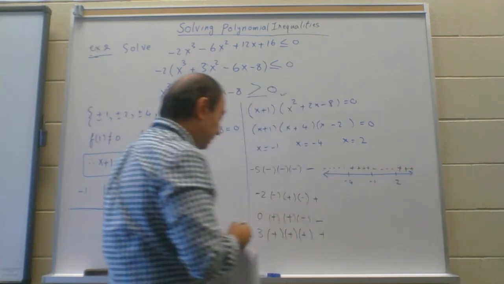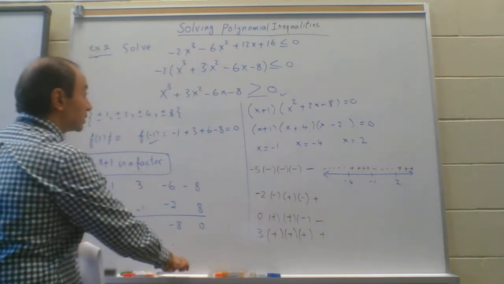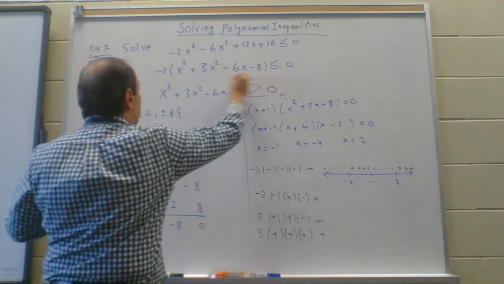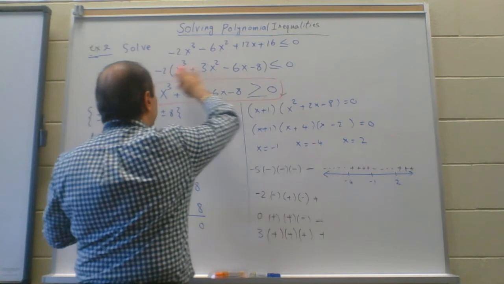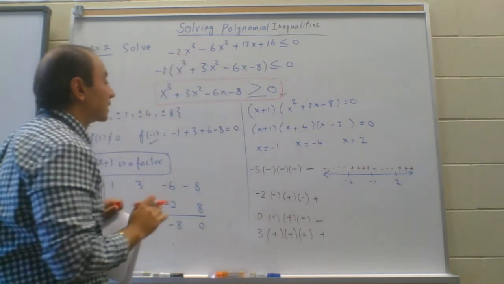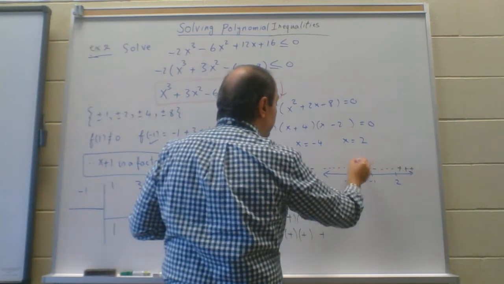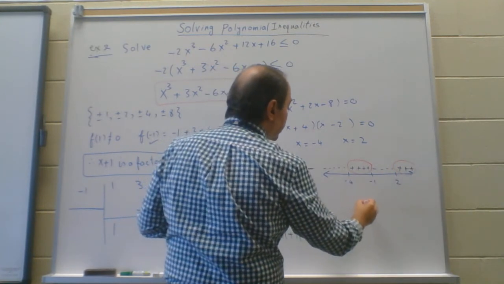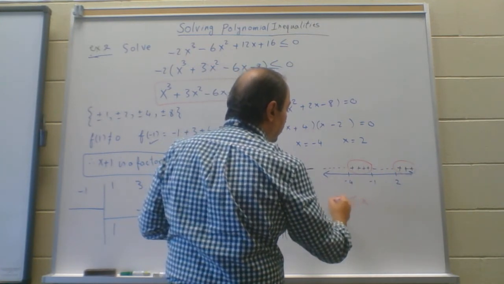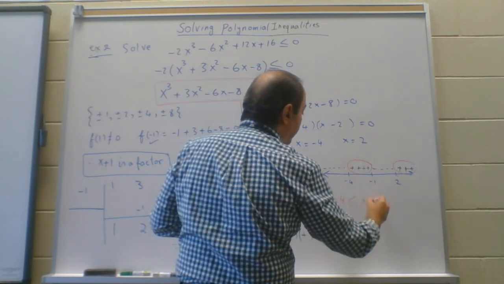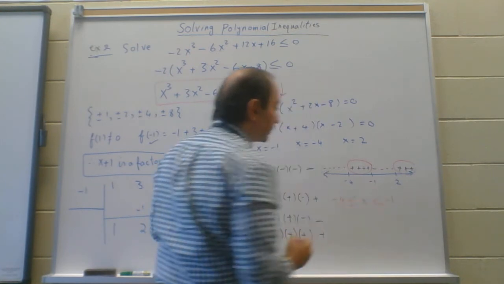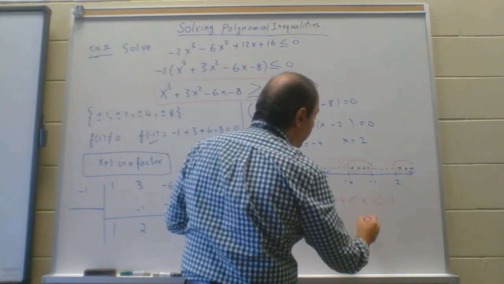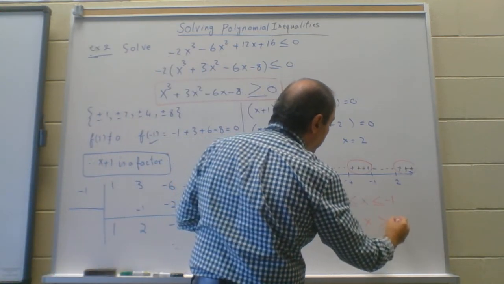Now I need to determine which intervals I want. I want the intervals greater than or equal to 0 because I already got rid of the negative 2 and the sign flipped. So I need the positive intervals. So that makes it x greater than or equal to negative 4 and x less than or equal to negative 1. This is the first interval. The second interval is x greater than or equal to 2.